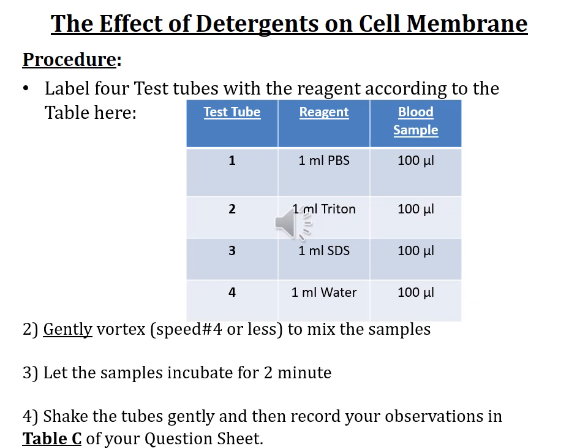Test tube number 3, you're testing a strong detergent, SDS, which we substituted with saponin. Test tube number 4 is just water. We will be putting red blood cells in water, which is a hypotonic solution, not good for the cells. Step number 2, we will vortex. We will mix the samples. Again, the vortex is a machine that will mix the sample. Step number 3, we'll let it incubate for 2 minutes. Step number 4, we will record our results in table C, and you guys will see my results in table C.